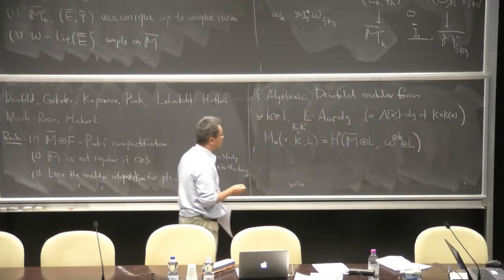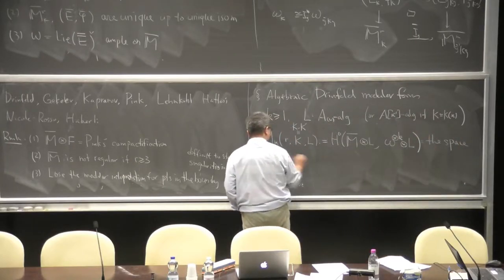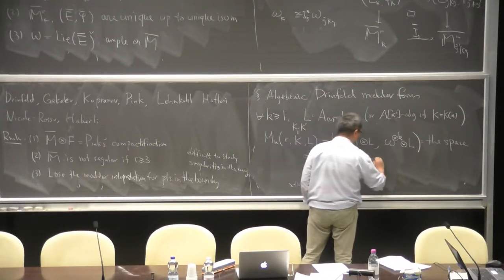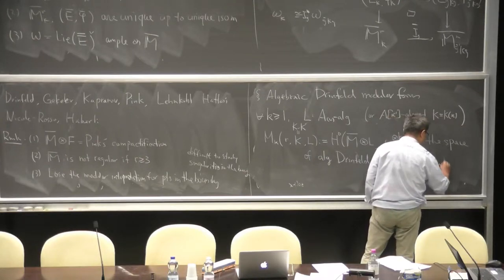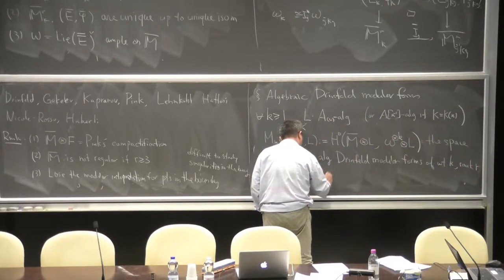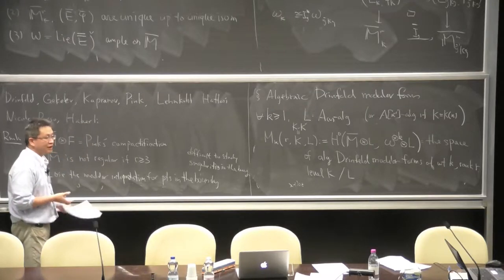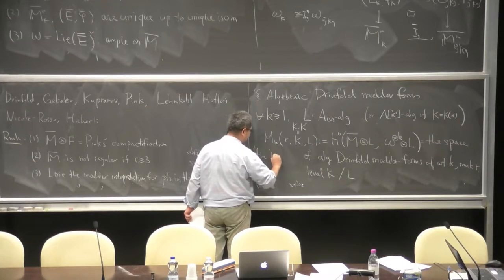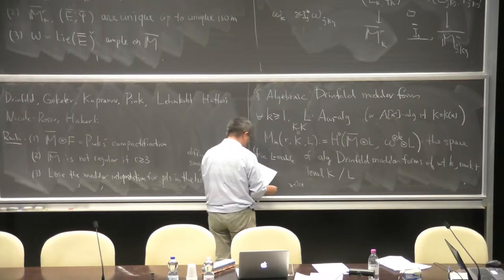So this is a definition, and then we call the space of algebraic Drinfeld modular forms of weight k, rank r, and level K over L. Okay, so now we have a definition of modular forms for a quite general base. And since this is proper, we know this is a finite module. Okay, we have a definition.